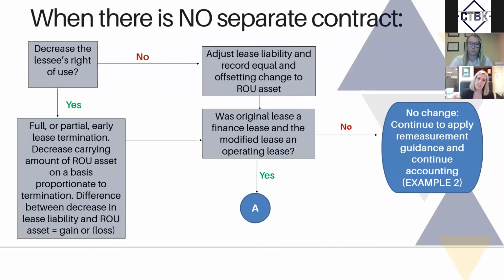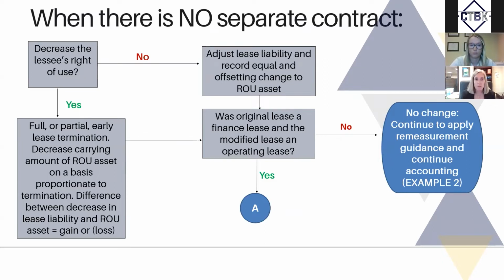So the next step is in the case where it is not a separate contract. So you don't have an additional right of use, or there isn't an increase in payments. The first question you should ask is, is there a decrease in the right of use? So are you losing office space? Are you losing a piece of equipment? In that case, you may have a gain or loss.